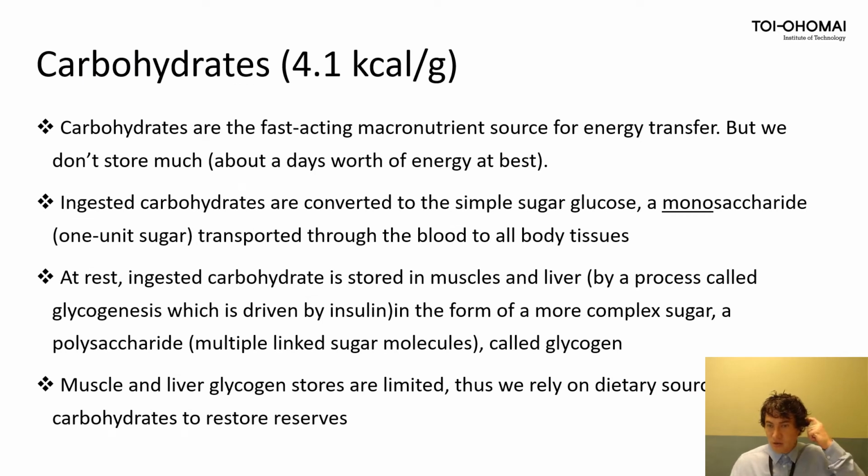So we're going to look at the macronutrients individually. Carbohydrates as an energy source give us 4.1 calories per gram. They're the fastest acting macronutrient source for energy transfer, but we don't store a lot.